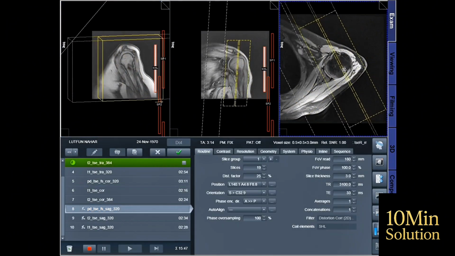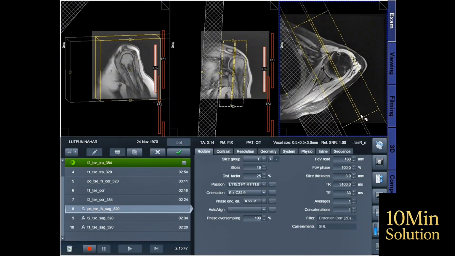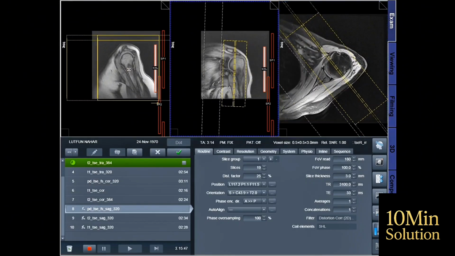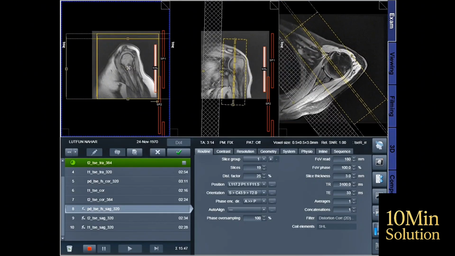So next is sagittal planning. According to theory, sagittal planning will also be based on the coronal and axial images. Of course, here too, we have to follow the anatomy and physiology.